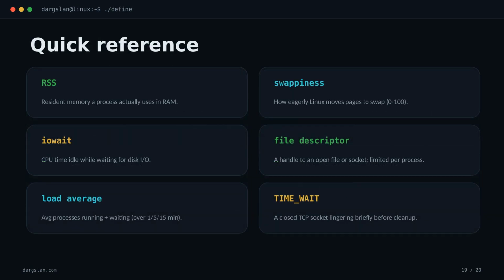Here's a quick glossary to keep handy. RSS is the real RAM a process is holding, not what it reserved. Swappiness tunes how aggressively the kernel pushes pages to disk. IOWait is your CPU sitting idle, waiting on disk. File descriptors are the handles you'll run out of when a service forgets to close sockets. Load average is processes running plus waiting, averaged over 1, 5, and 15 minutes. And TIME_WAIT is just a closed socket cooling off, normal until there are tens of thousands of them.